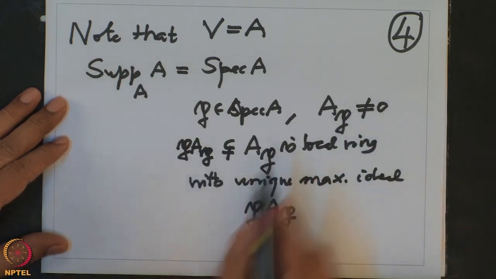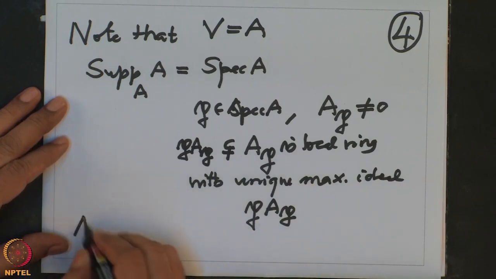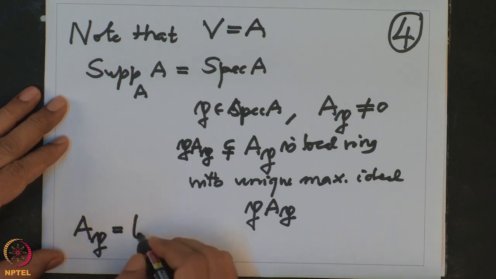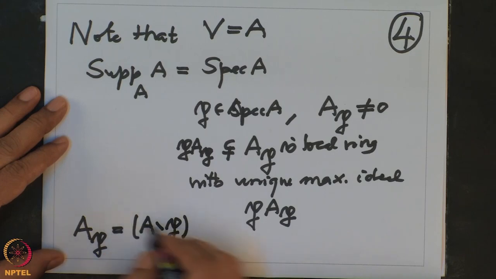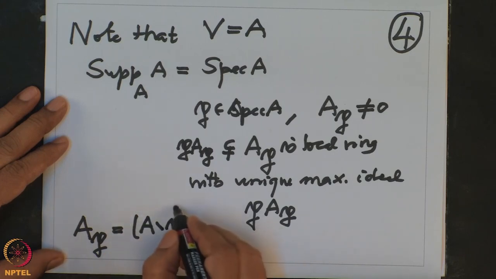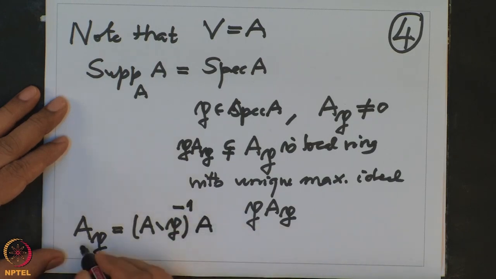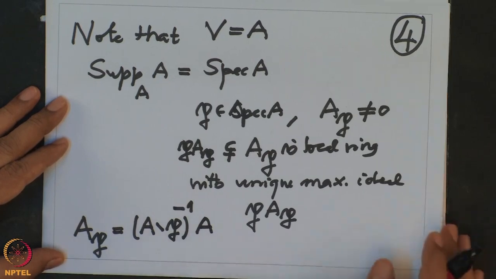Note that when I write this notation, A localized at P, this means we are taking the complement of P. Because P is a prime ideal, this complement of P is a multiplicatively closed set and one belongs there. So S inverse of that is precisely this, that is our notation.